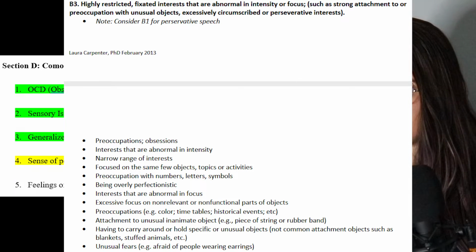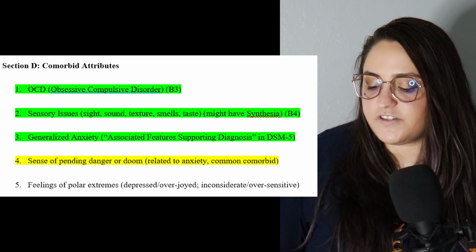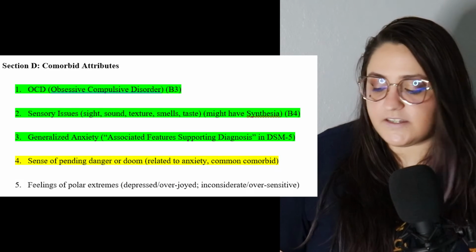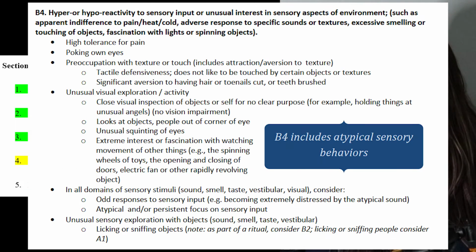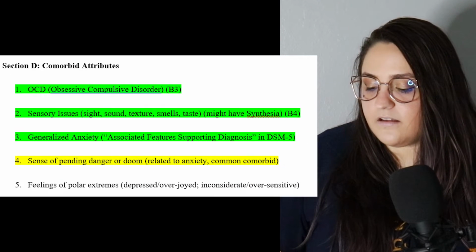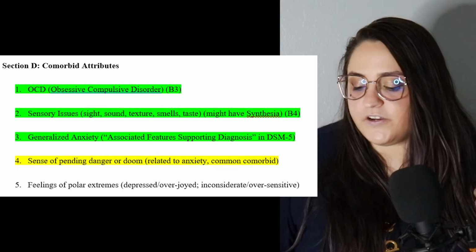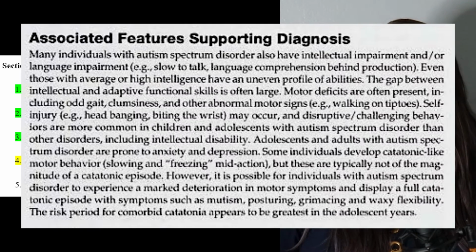Sensory issues, sight, sound, texture, smells, taste, might have synesthesia. I put that under B4. Generalized anxiety, I put this as meeting criteria because it is under the heading of associated features supporting diagnosis in the actual text of the DSM-5.